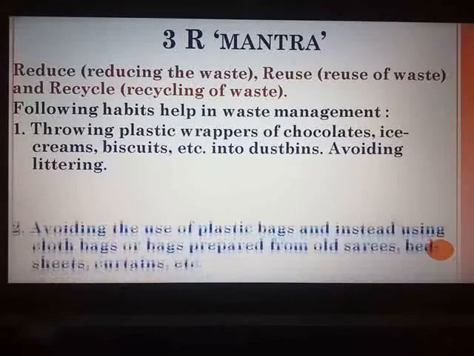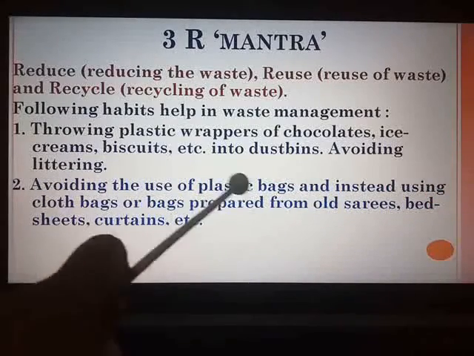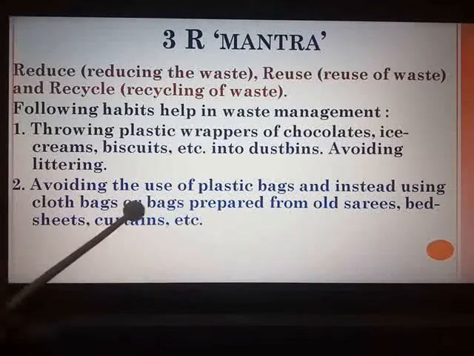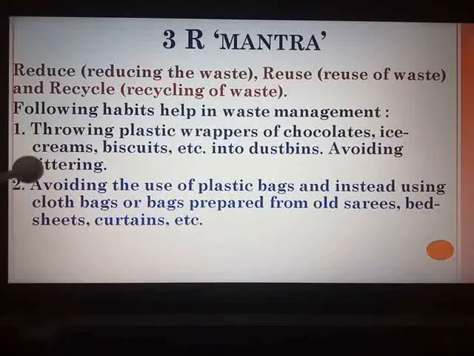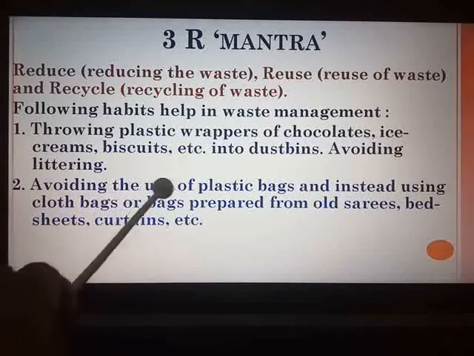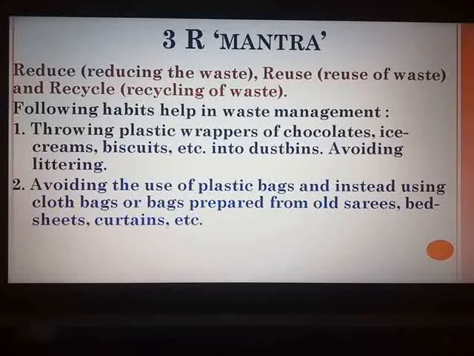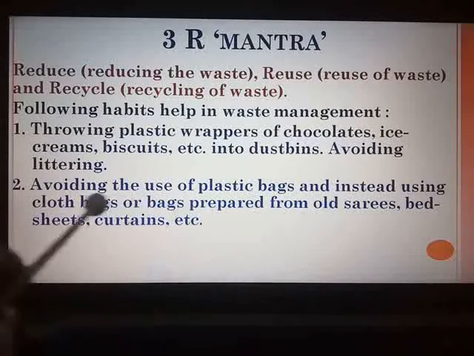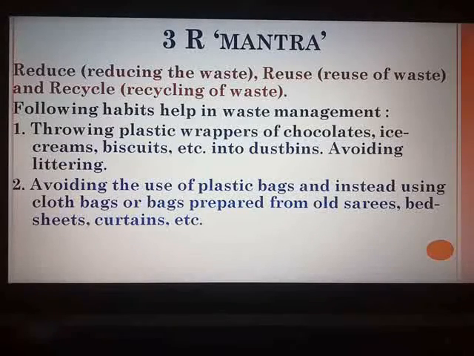Next is avoiding the use of plastic bags and instead using cloth bags, or bags prepared from old saris, bed sheets, curtains. Here you will benefit in two ways. One is there will be an automatic reduction in the use of plastic, which is very harmful, and at the same time our reuse technique can be followed, because the old saris and old bed sheets which are of no use can be put to use again by preparing bags from them.